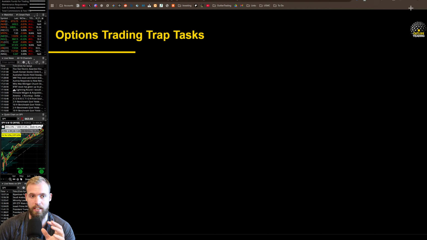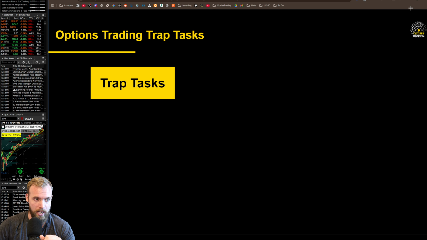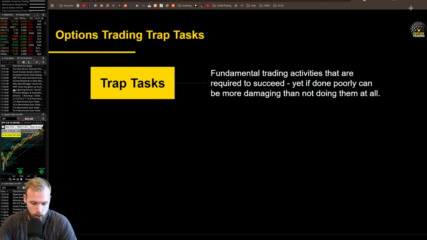And unfortunately, more often than not, it doesn't lead to some sort of quick blow up of capital. It's something that actually happens, typically speaking, slower over time. So let's talk about this idea of trap tasks. As we think about what we do as traders, there are a lot of fundamental activities that you need to do in order to be successful. Yet, a lot of these fundamental activities, if you do them poorly, can be more damaging than not doing them at all. Why? Think of it this way.